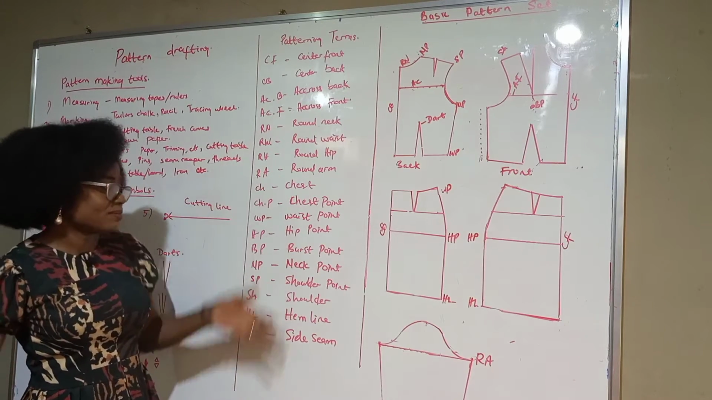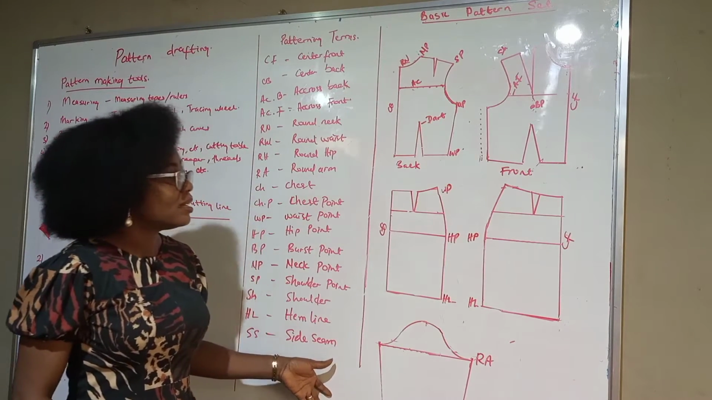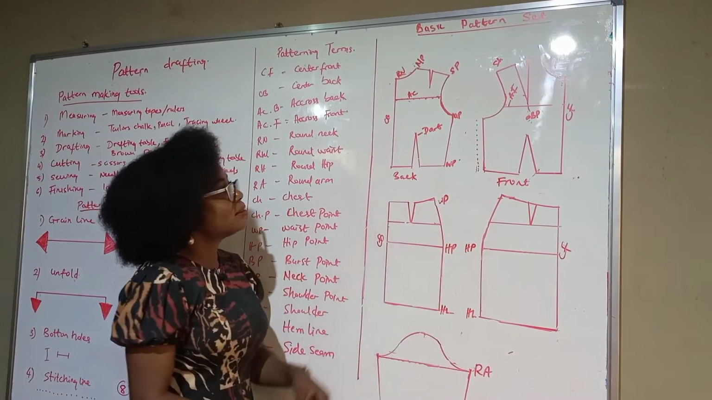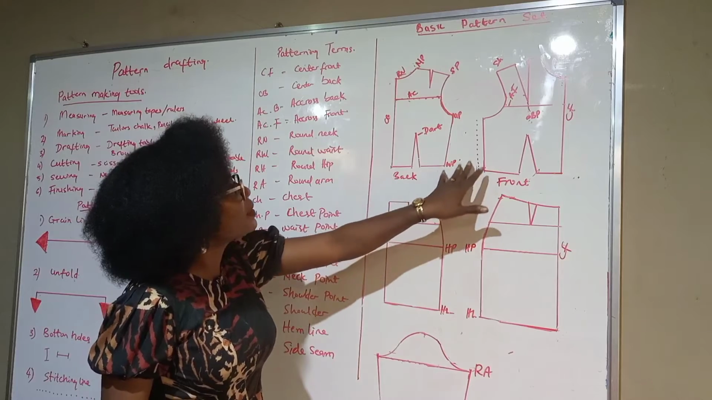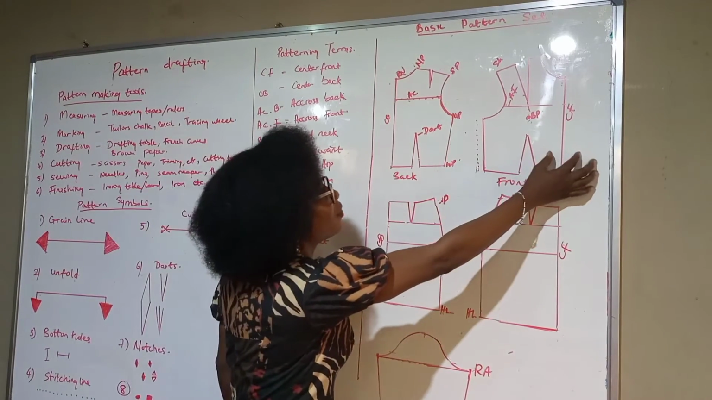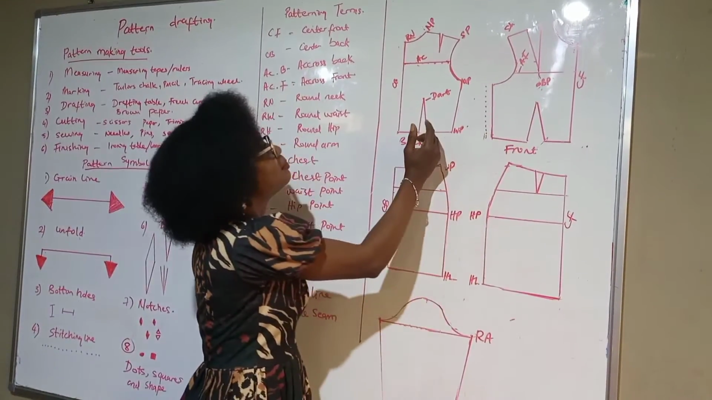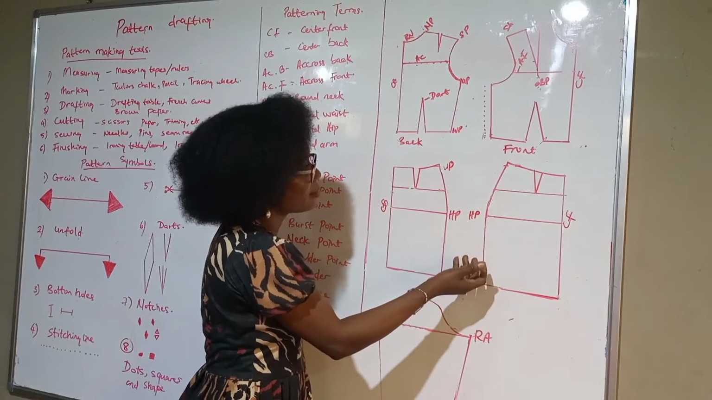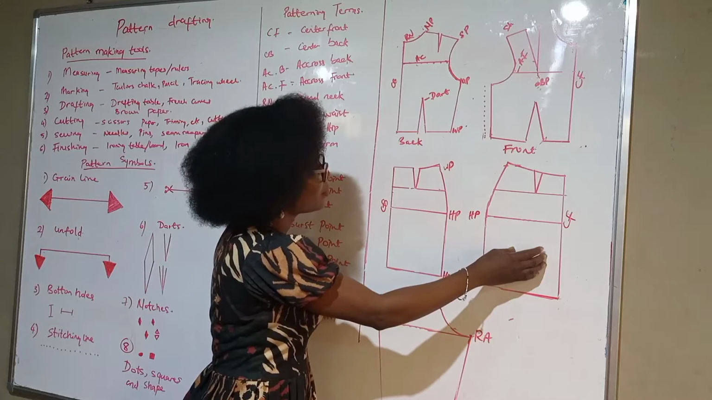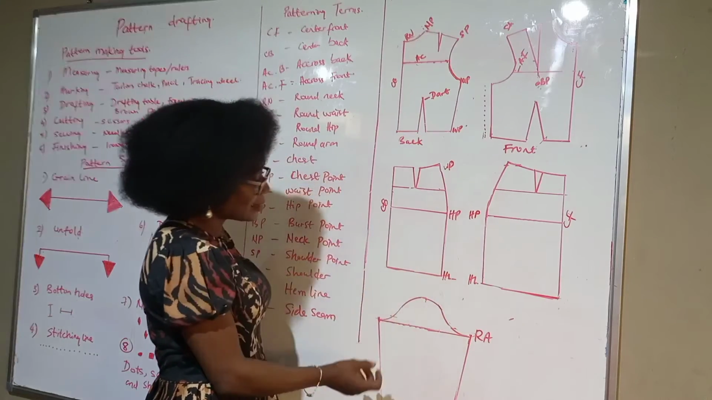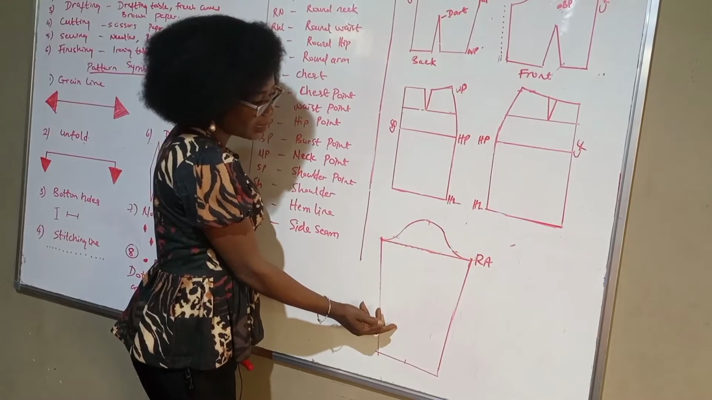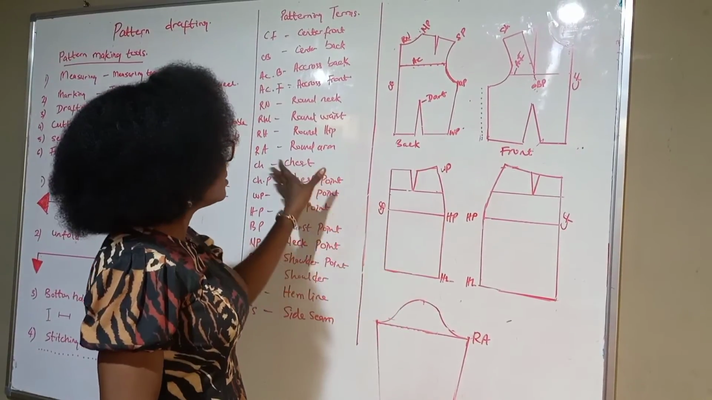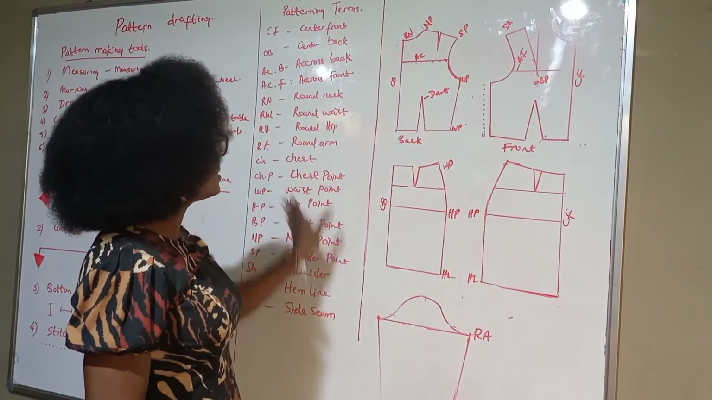Now, it's just very simple to understand this. Just take a quick look at these few basic patterns. These are the upper bodice pattern. This is the front bodice pattern. This is the back bodice pattern. Then you have the skirt pattern, the front pattern for the skirt, the back skirt pattern. Then this is what your sleeve pattern looks like.